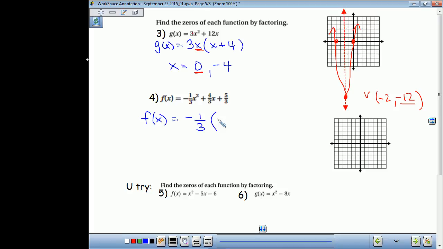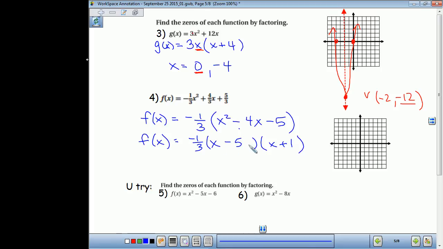If we factor out a negative 1/3, am I just left with an x squared? Yeah. Am I left with a 4x, but it's negative because I factored out a negative 1/3, and a negative 5? Yes. Isn't that much nicer? Yes. After I factor out the negative 1/3, this trinomial factors really nicely. It's going to be x minus 5 and x plus 1. Good.